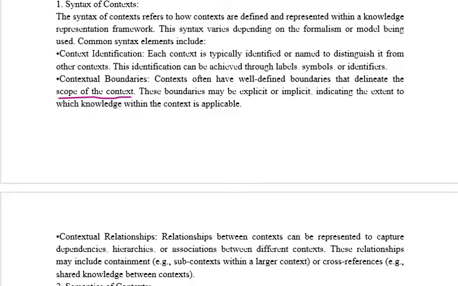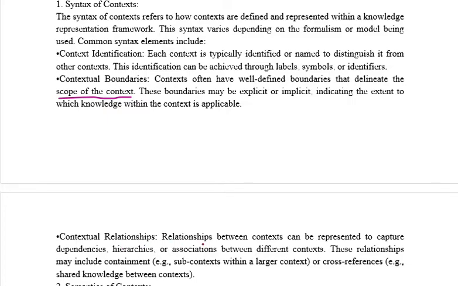Till which extent we have to go, till which boundary we have to see the information in the particular context. That is known as a contextual boundary. It's like the main scope of the information. Next one is contextual relationships. So what is the contextual relationship?